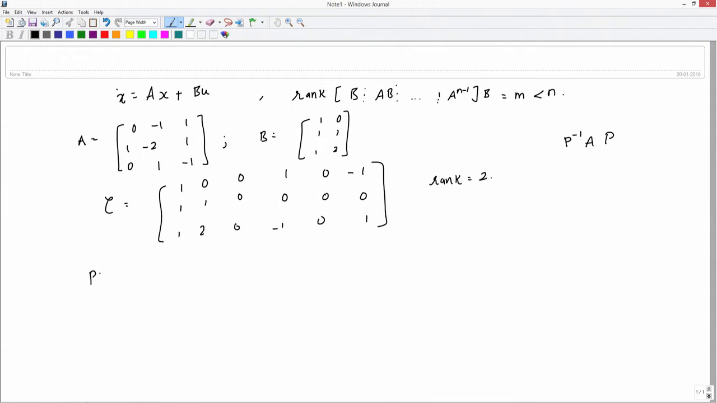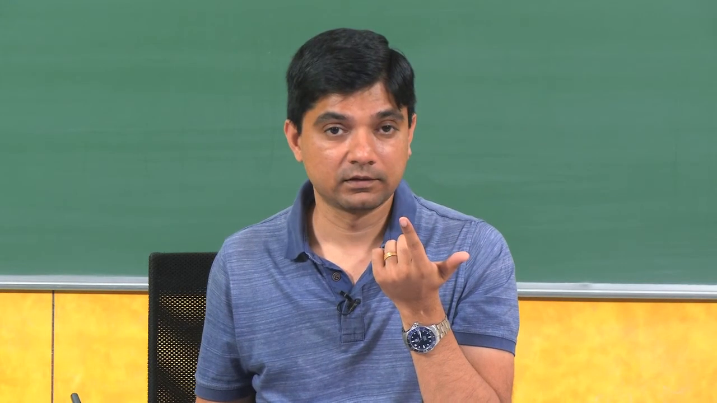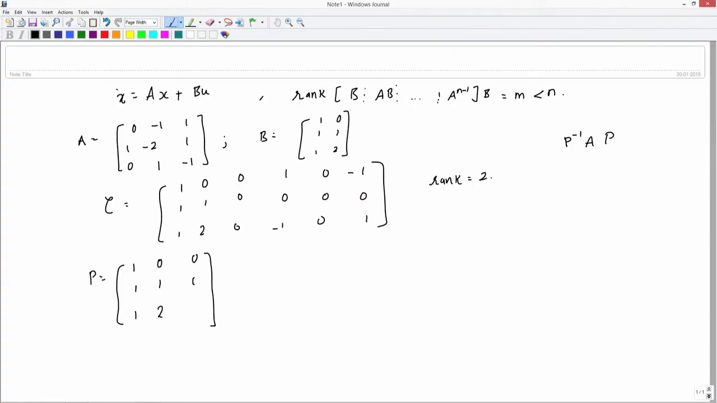Let us say P is made by taking two independent columns from this controllability matrix, the obvious ones directly from the B matrix. Now, can I add another column such that the rank of this P is 3? I am giving you two independent vectors in R3, and asking you to construct something else which is again independent of the first two. A simple choice would be something like this. Now, this P is an invertible matrix, so I can always do this transformation.